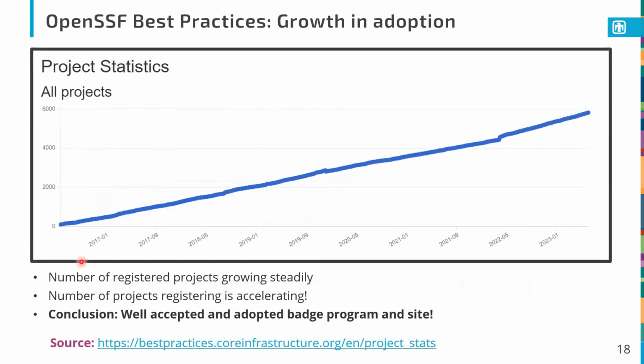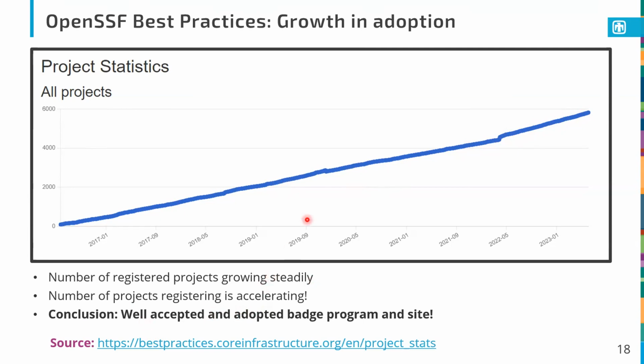Now looking at the growth of the best practices site. This is a chart of the number of registered projects on that site going back to 2016 when it was first created. And as you see, it's been growing very steadily over the last 6 or 7 years. It has even accelerated recently, in the last year or so, which is interesting. So this shows that this is a well-accepted and adopted badge program and site.